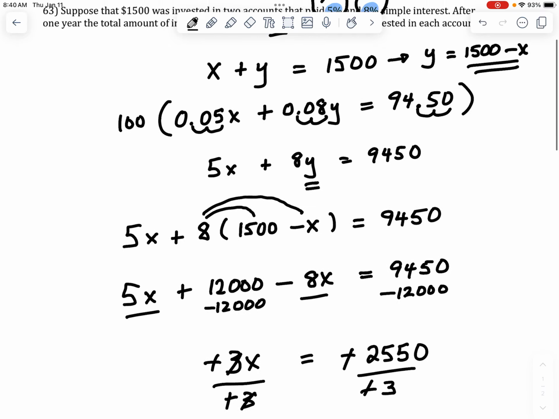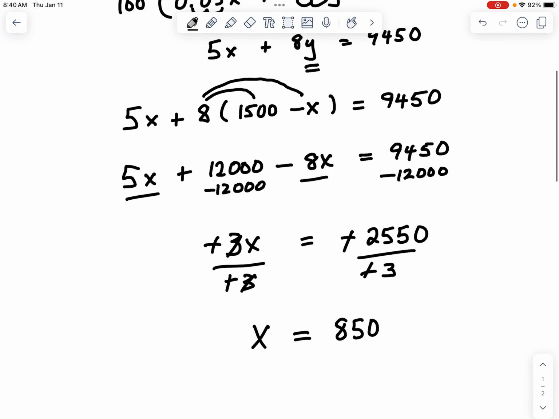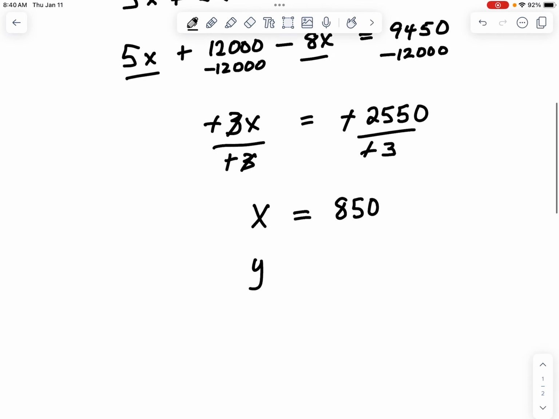And then if you go back to this equation, y equals 1,500 minus x. So if you go back to that equation and substitute the 850, so y is equal to 1,500 minus 850. And I think I could do that without a calculator. That would be 650.